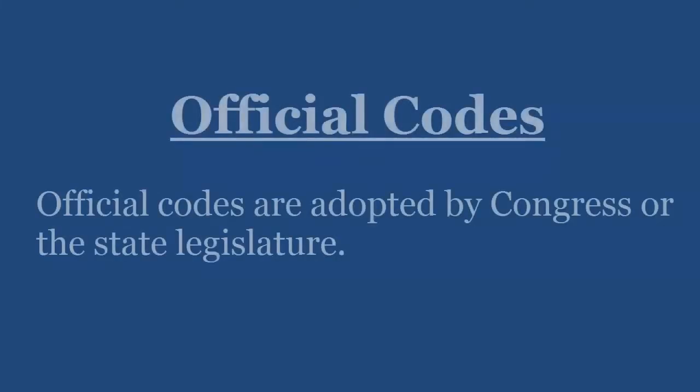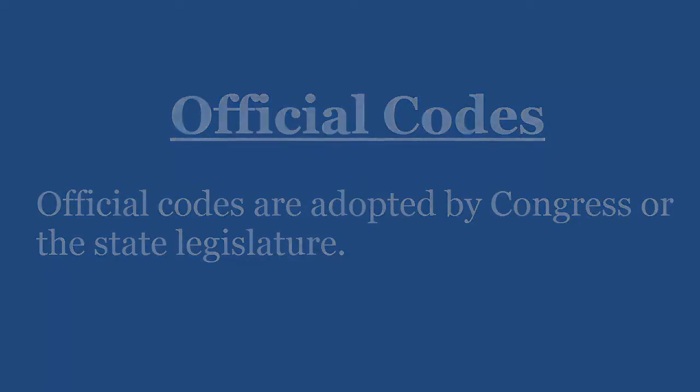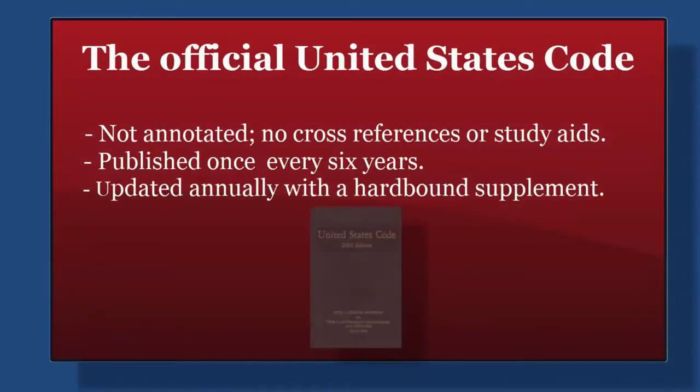Both federal and state systems have official and unofficial codes. Official codes are those that are state-sanctioned. That is, the legislature has adopted that version as the official version. In the federal system, the official code is not annotated, which means it doesn't have cross-references to interpretive case law, secondary sources, or other helpful research references. Also, it generally runs behind in publication, is published every 6 years, and is updated once annually in hardbound editions.